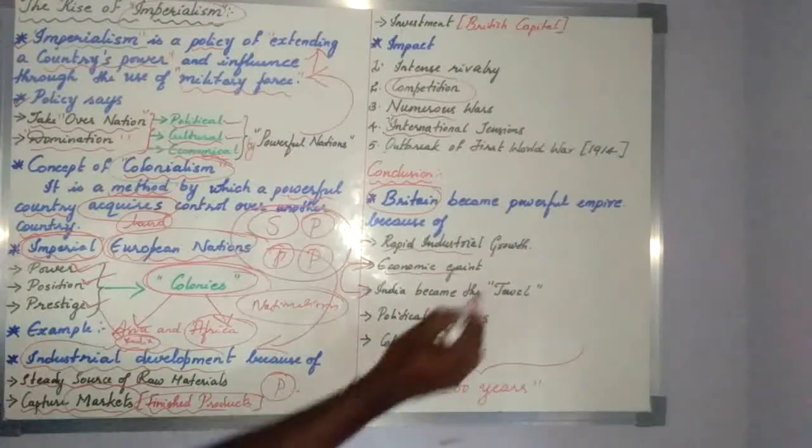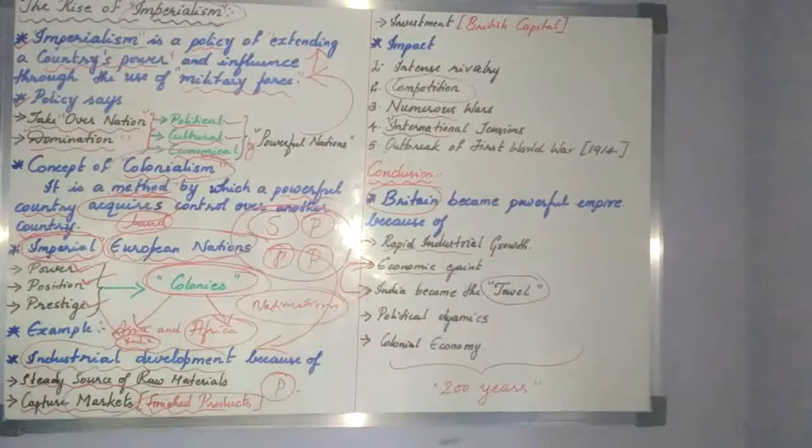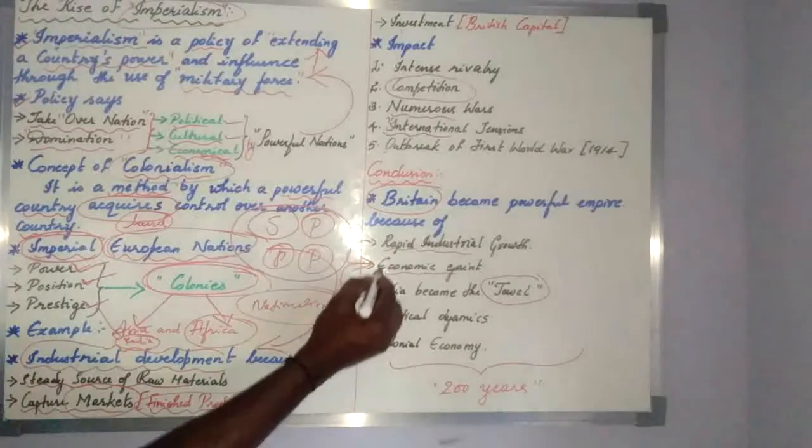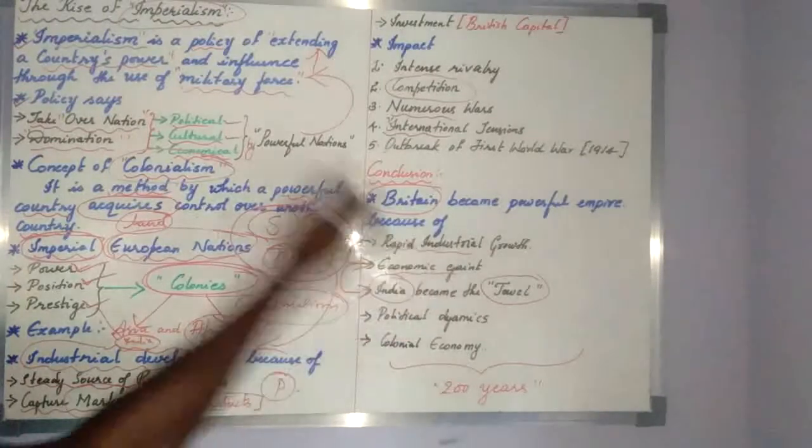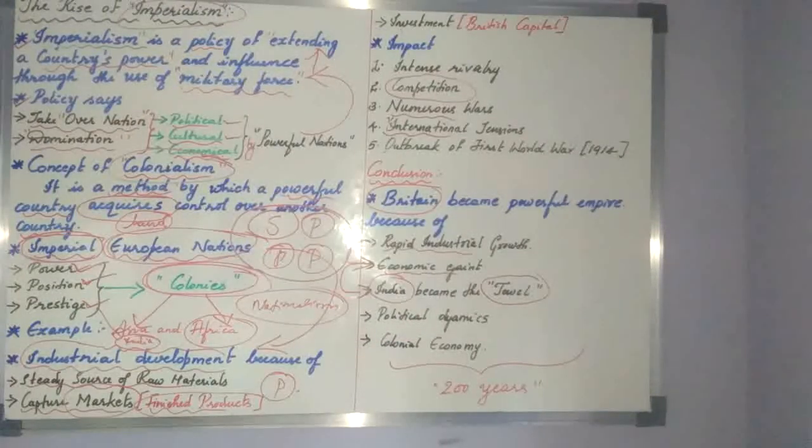And moreover, India became the jewel. India was under their control. It supplied numerous resources, especially raw materials, especially cotton, indigo and spices. These three resources were cheaply available to the British from India. So India was also a part of the economic gain and rapid industrial growth for the British.